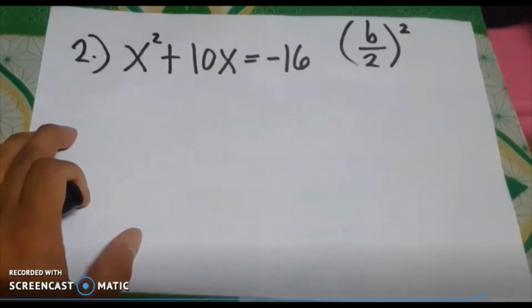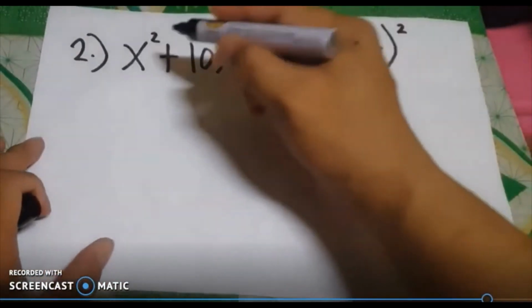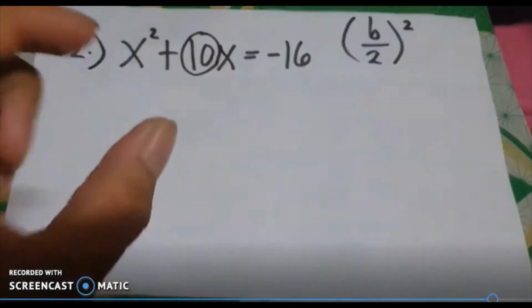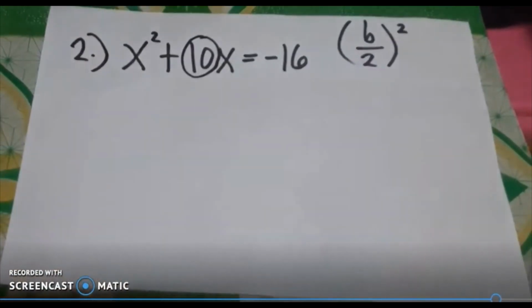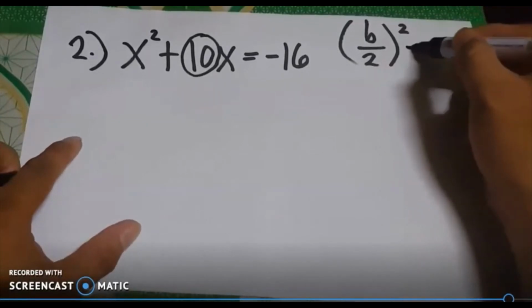squared. So what would be the value of b? The value of b is 10. So the b that we are pertaining to, that is the numerical coefficient of the linear term. So b is 10, substitute it to the equation.